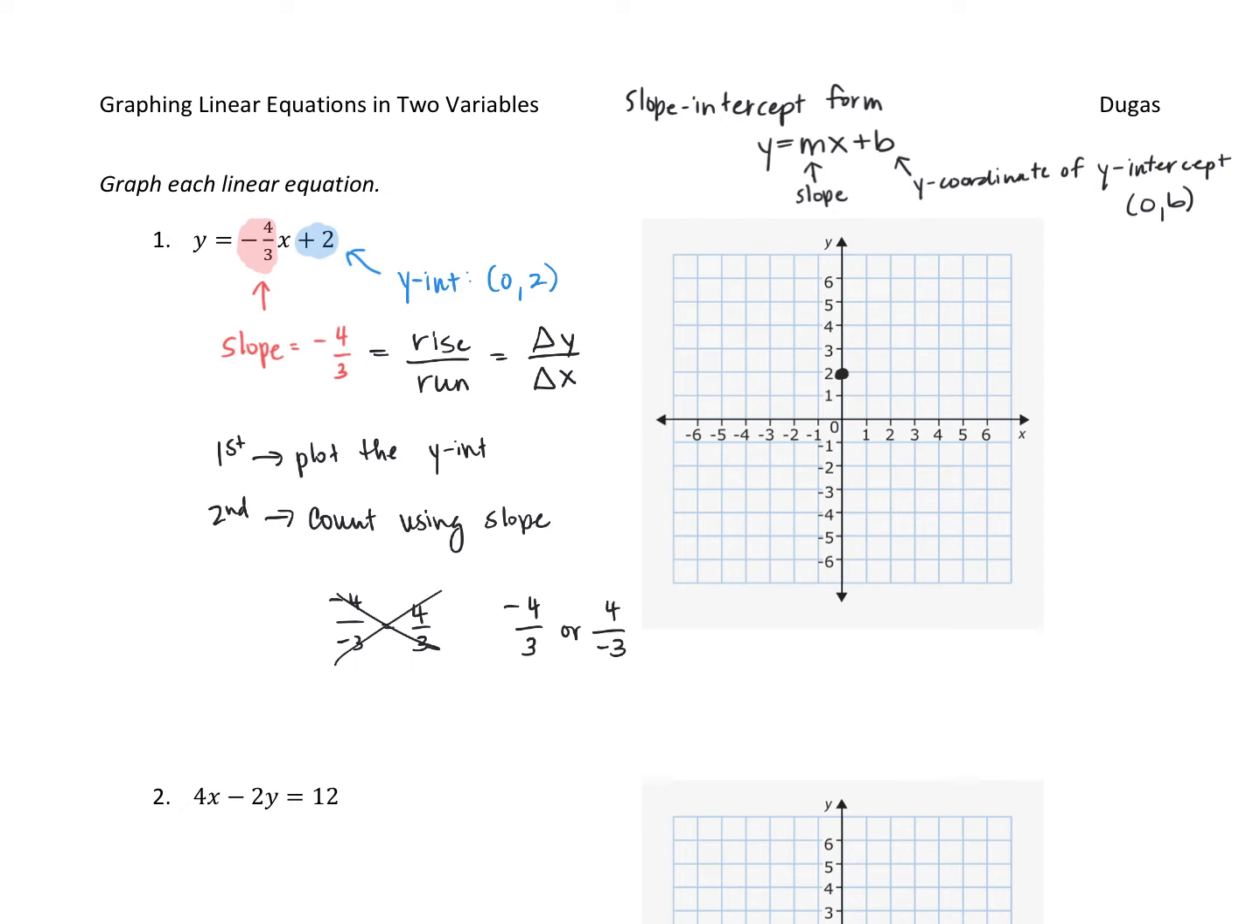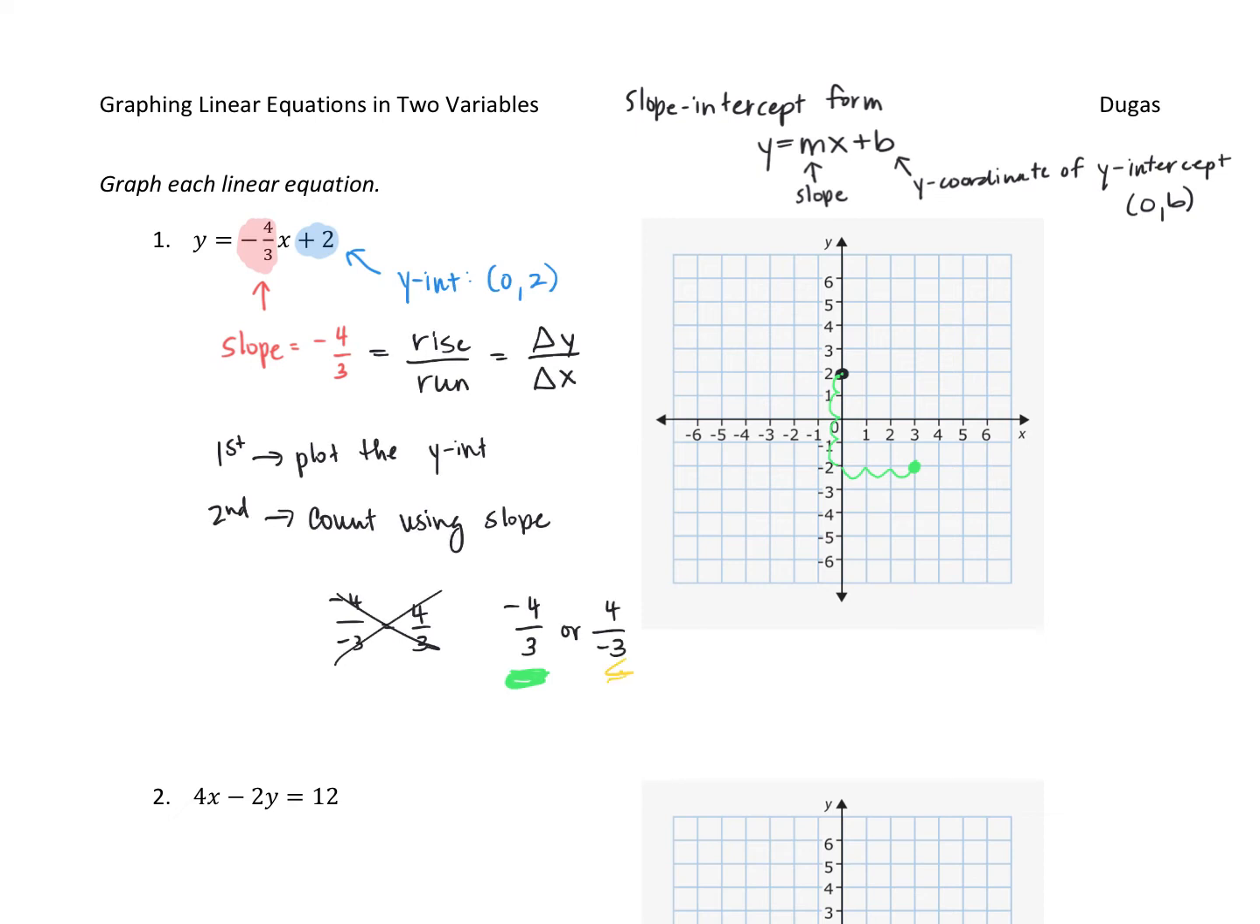And let me show you what I mean. So let's use green for this -4/3. The negative 4, so I'm going to start at the 2. I'm going to start at the y-intercept. And from that y-intercept, I'm going to move down 4. 1, 2, 3, 4. And then I'm going to move right 3 because it's a positive 3. 1, 2, 3. So there's my point. If I go down 4, right 3.